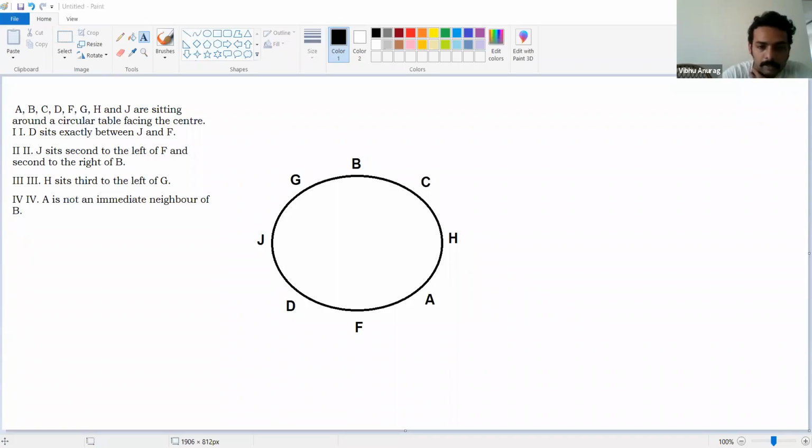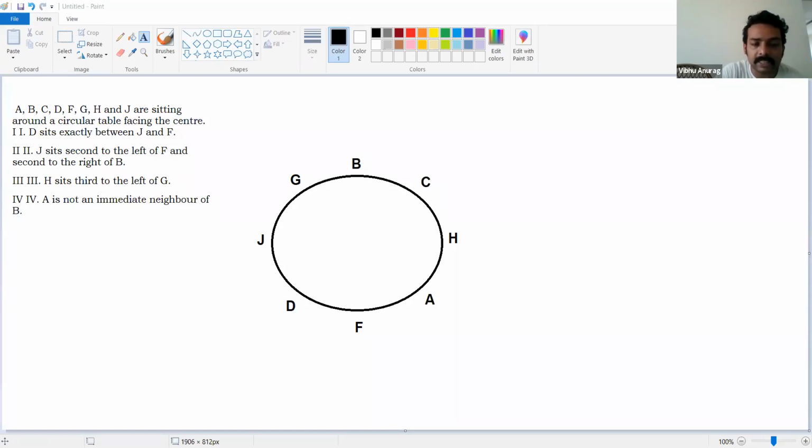Okay. Now, there were 5 questions with this. The first one was: how many people sit between G and H when counted in an anti-clockwise direction from G? So start counting anti-clockwise from G. You have J, D, F, and A. There are 4 people. So the answer will be D for the first question.